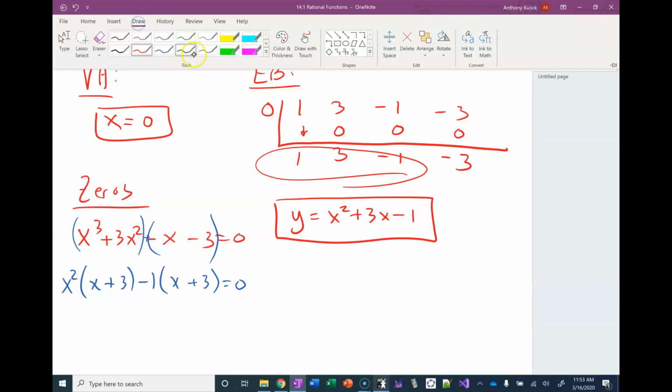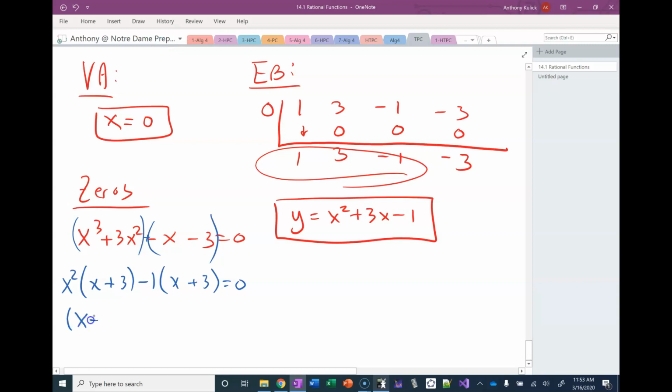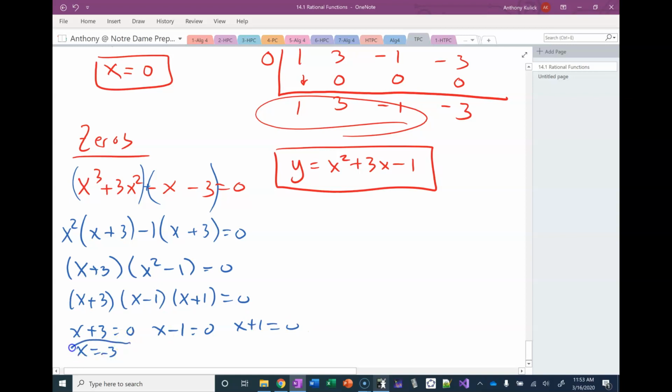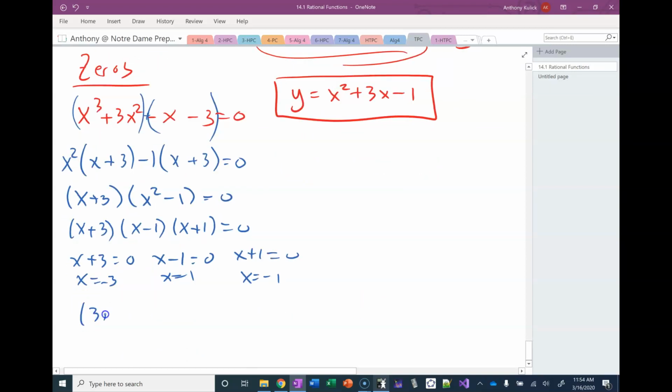And I notice now that each of these factors has an x plus 3 in common. When I factor that out, it leaves me with x squared minus 1. And x squared minus 1 I can recognize as a difference of two squares. And when I set each of these pieces equal to 0, I get -3, I get +1, and I get -1. So I have the points -3, 0, 1, 0, and -1, 0.